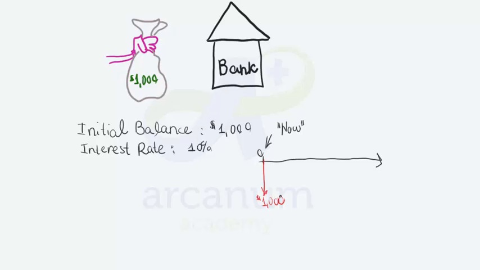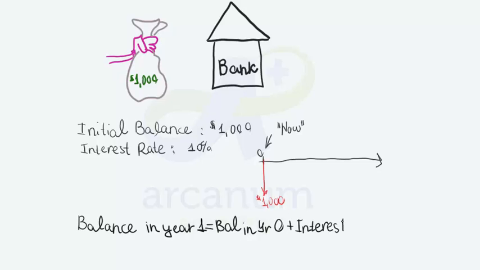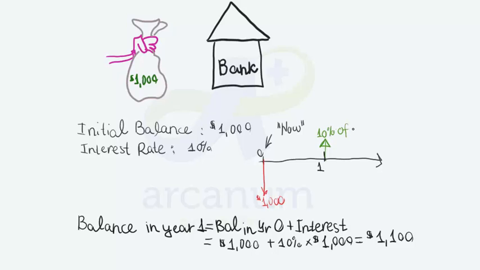Now, what is going to be the balance in year 1? The balance in year 1 is going to consist of your original investment of $1,000 plus the interest that the bank is going to compound on your investment. So we assume that the interest is 10%. 10% of $1,000 is $100, plus your original investment of $1,000 will give you a $1,100 balance in 1 year.